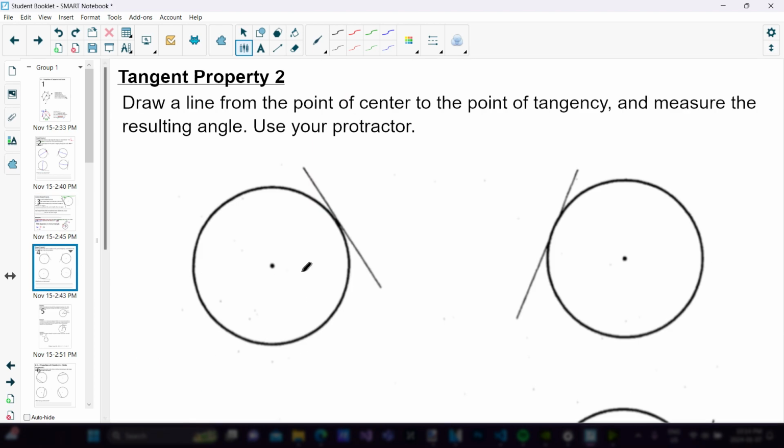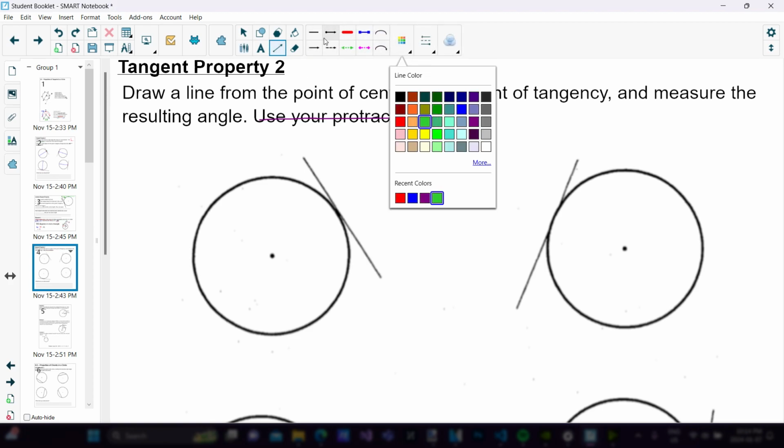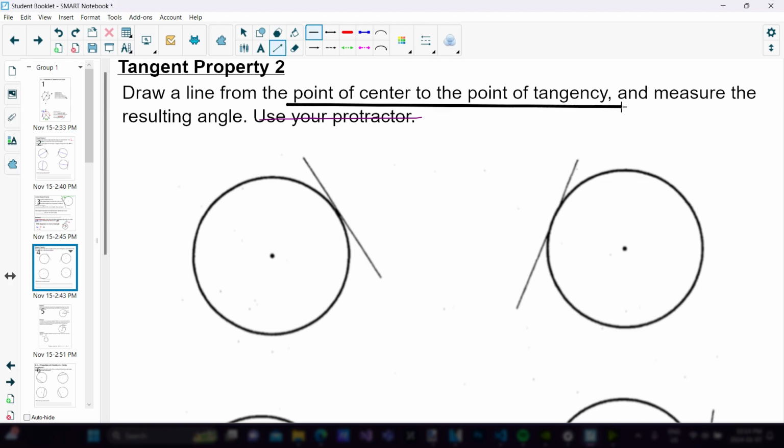Alright. This is literally the exact same thing as the first thing. Draw a line from the point of center to the point of tangency and measure the resulting angle. Use your protractor. Or we could just use our brains. So if you want to draw a line from the center to the point of tangency, here's the center, here's the point of tangency, draw a line. What is the resulting angle? Well, it's that angle right there. We know that the angle's 90 degrees.